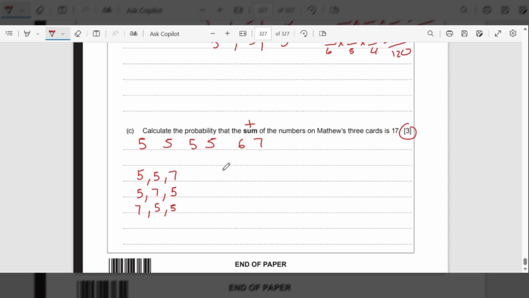So 5, basically, you'd work each one out. So this one would be 4 over 6 times 3 over 5 times 1 over 4. Remember, there's 4 out of 6 to begin with, but if we take a 5, it goes down to 3 out of 5. And if we take another 5, the chance then of getting a 7 is 1 out of 4. Do the same for each of the other combinations, and then add all your answers together.